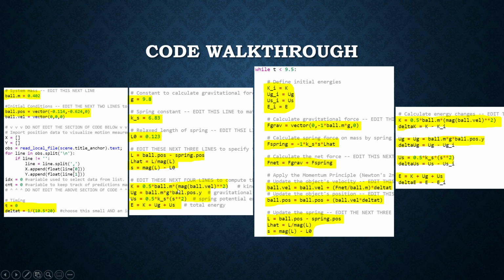And also, I added the formulas for the energies in the system. Kinetic is 1/2 mv squared. Gravitational potential is mgh, or mgy. And spring potential is 1/2 ks squared, with k being the spring constant. And the total energy is all of them added up.